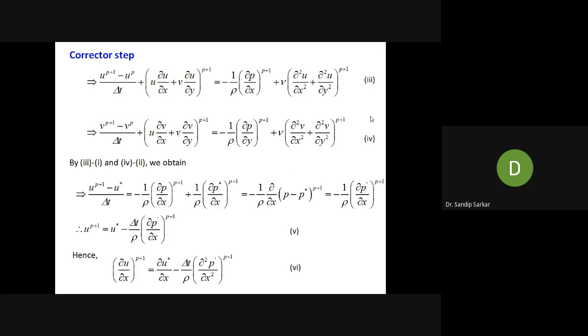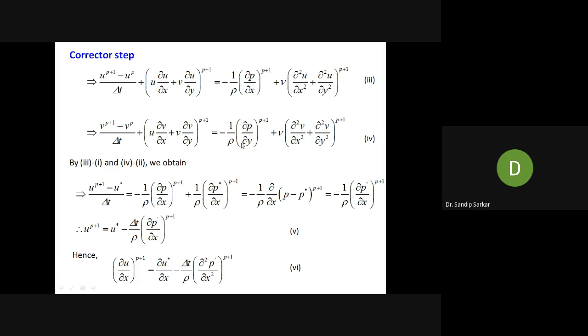Any doubt? Anybody has any doubt? So what is meant by the actual pressure? We don't know the pressure beforehand. We have to take the gas value. I am basically deriving the corrected step equations, but ideally it should be like this, right?